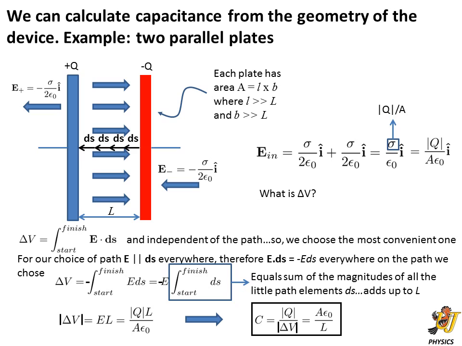and the capacitance, being defined as the amount of charge stored per unit potential difference, then evaluates to this expression, which just depends on the area of the plates, the distance of separation, and a constant.